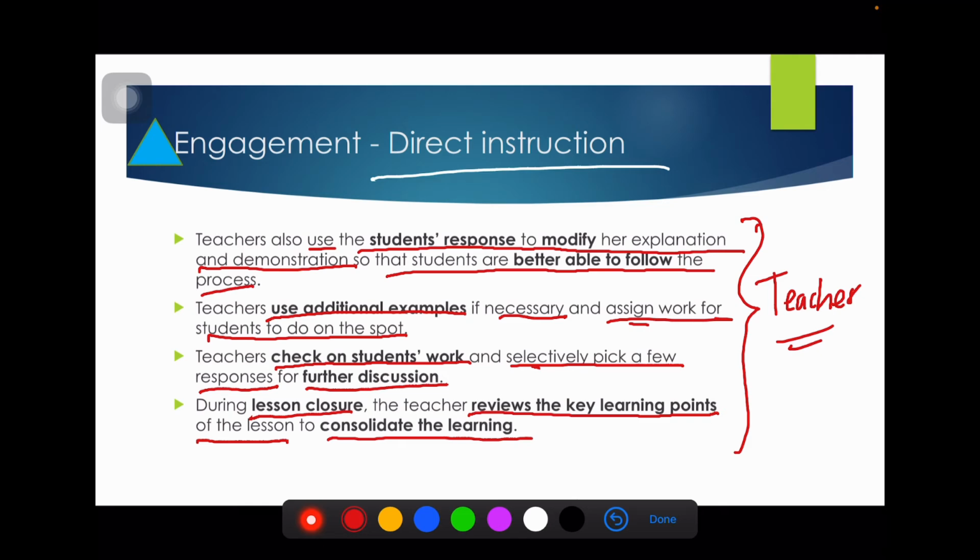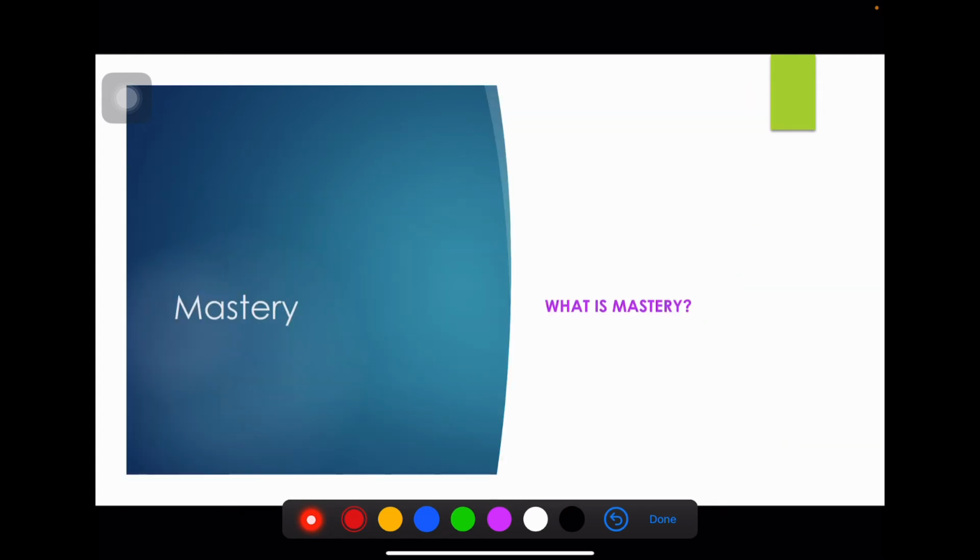But I can tell you, out of the 100% of the lesson that you give to your students on that day, maybe only 45 to 50% of your students will be able to understand. Okay, alright, so we finish with the engagement phase.